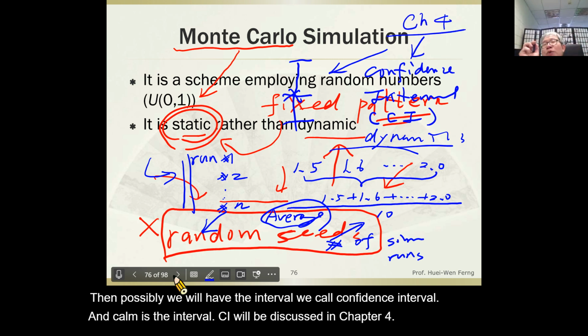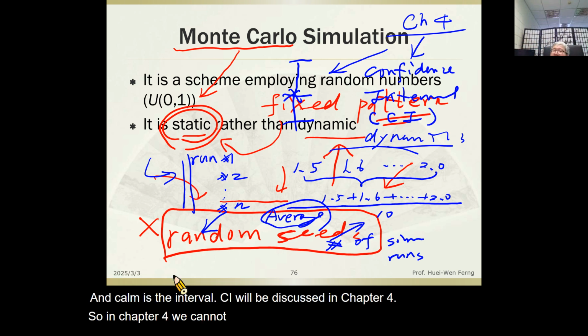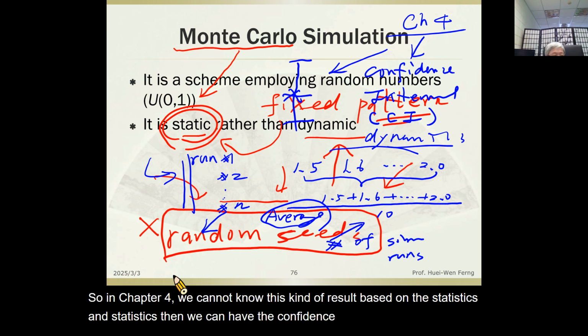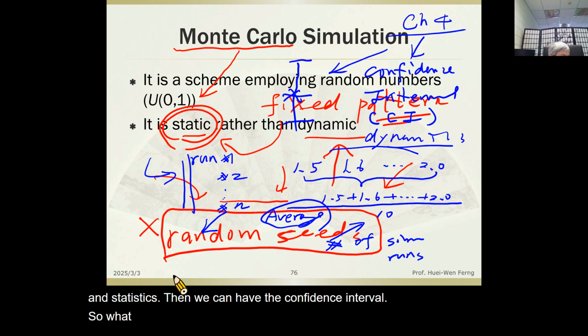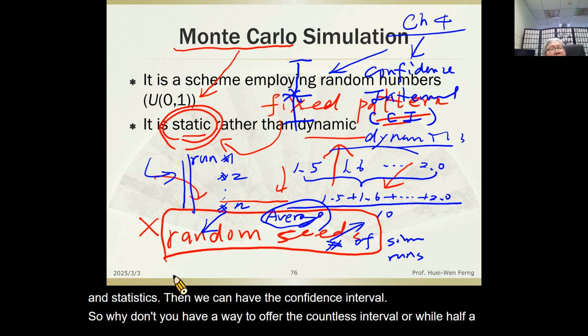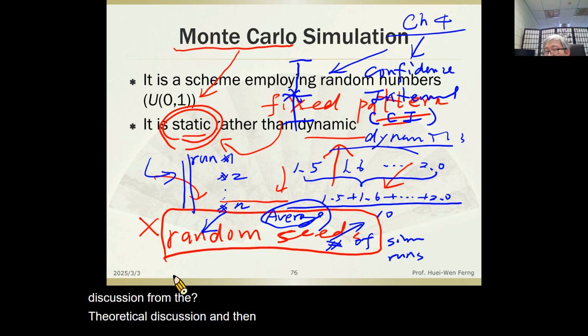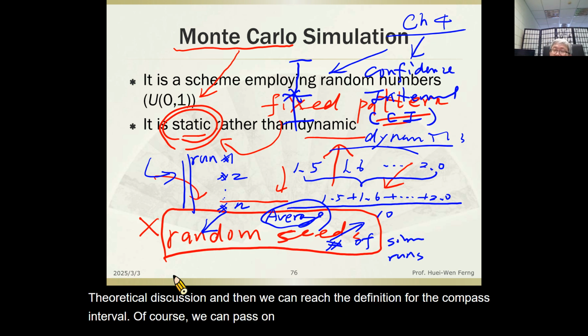In chapter 4, we can know this kind of result based on statistics, and with statistics we can have the confidence interval. We will have a theoretical discussion, and then we can reach the definition of the confidence interval. Of course, we can pass on the average to have the value for different simulation runs.